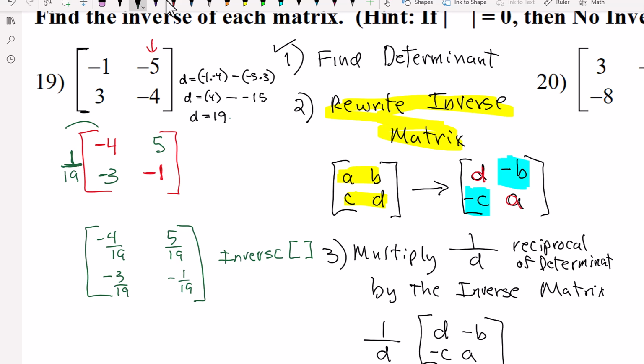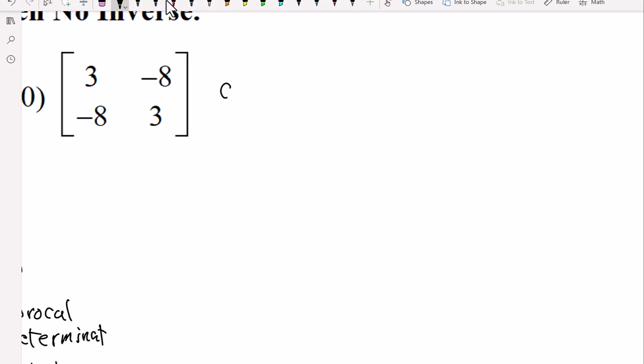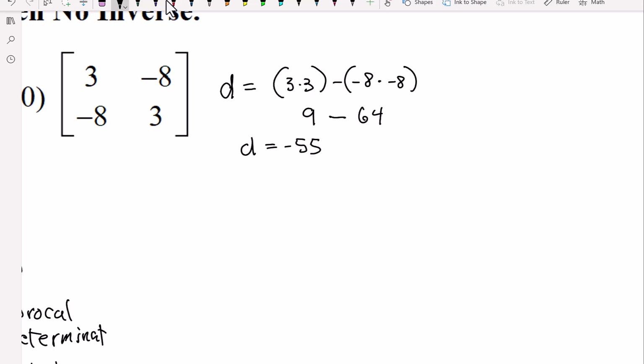This is sometimes the form, because sometimes your teacher is going to want to see what determinant you found. And I think here, we'll do one more of those. So we're first going to find the determinant. So 3 times 3, subtract negative 8 times negative 8. So 9 subtract 64 looks like negative 55. So we know we're going to multiply 1 over. So that's negative 1/55.